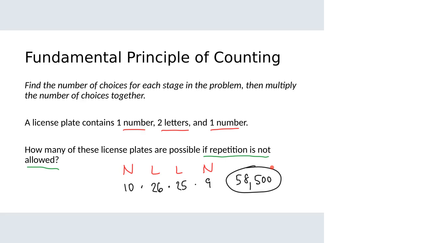It's less than on the last page, and that makes sense because now I don't have 0AA0 anymore. My first license plate I would make would be 0AB1 because I can't do any repetitions. And so I'm going to have less than I would if I'm allowed to have repetitions. The fundamental principle of counting is to find the number of choices for each stage in the problem and multiply those together.